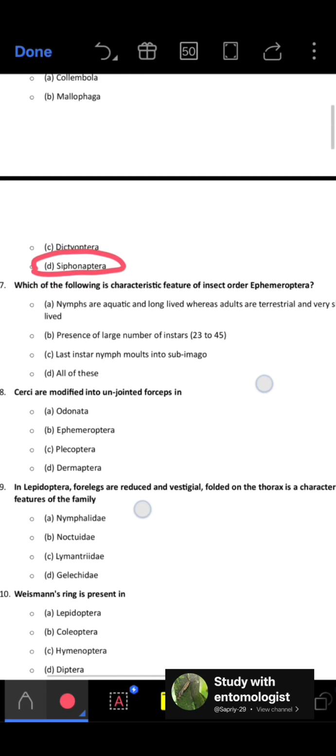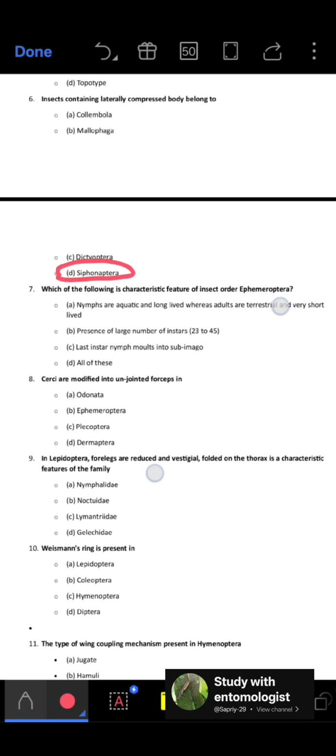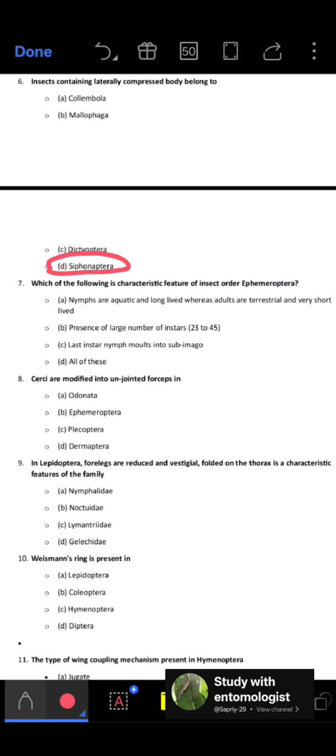Next, which of the following is a characteristic feature of the insect order Ephemeroptera? In Ephemeroptera, their nymphs are aquatic. Yes, it's true. Nymphs are aquatic and long lived, whereas adults are terrestrial and very short lived. The second is presence of a large number of instars. It is also true. Third is last instar nymph molts into subimago and then imago. All are correct for Ephemeroptera.